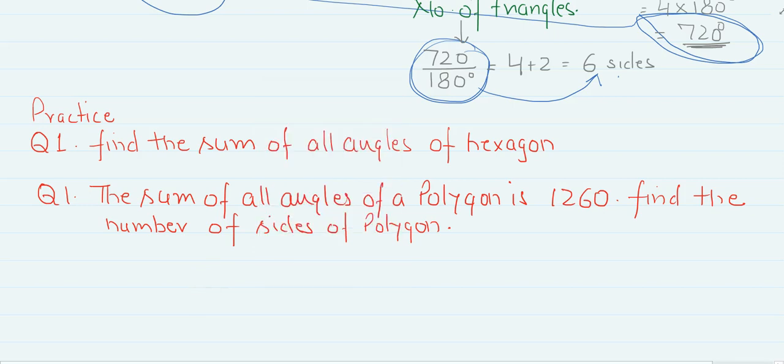Now I'm giving you two questions to practice. The first one is find the sum of all interior angles of a hexagon. And if the sum of all interior angles of a polygon is 1260 degrees, find the number of sides the polygon has.